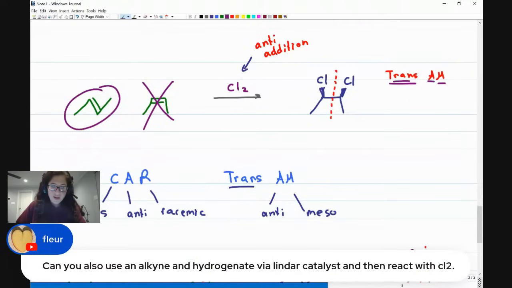Question, can you use an alkyne and hydrogenate via Lindlar and then react via Cl2? You can, but wait, why would we want to use Lindlar? Because Lindlar would give us this, and we just ruled out the cis alkene. So it can't be Lindlar. But if I gave you a product that looked like this, then yes, you could have done that.